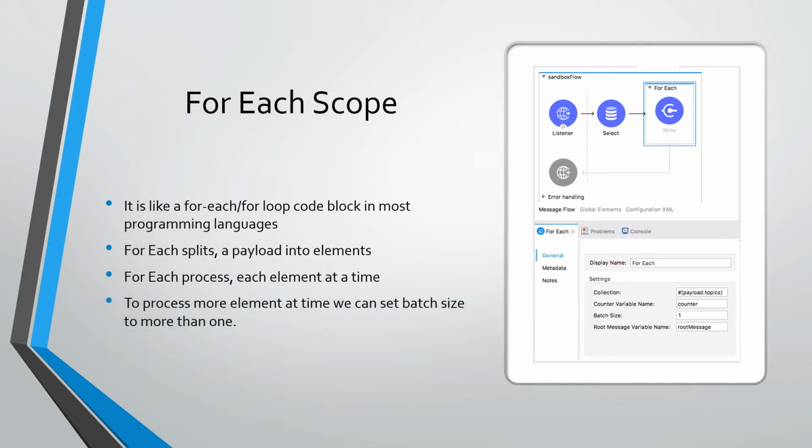To process more elements at a time, we can set the batch size to more than one. The default batch size is one, and if we want to increase it, then we can set the batch size to something different than one. So suppose we are getting 1000 records in a payload and we want to process 20 records at a time, then we can set the batch size to 20 and there will be 50 batches.